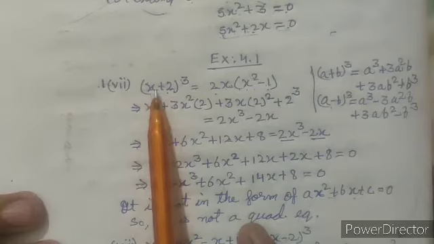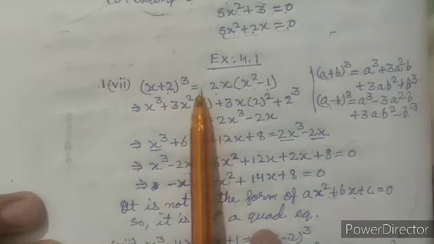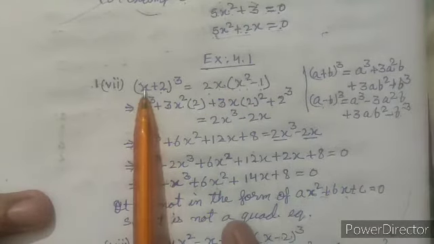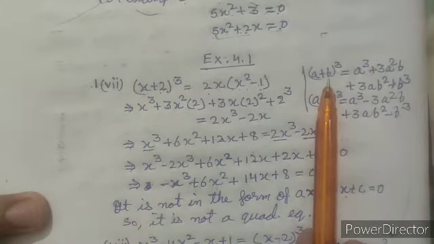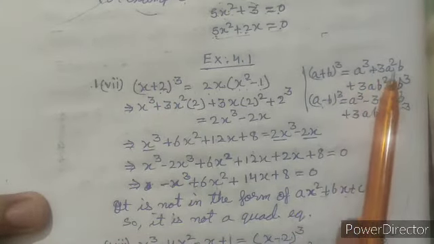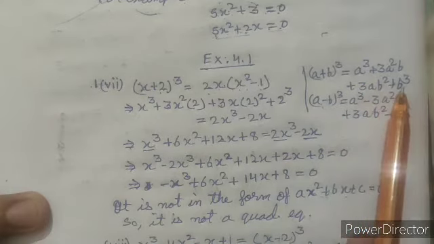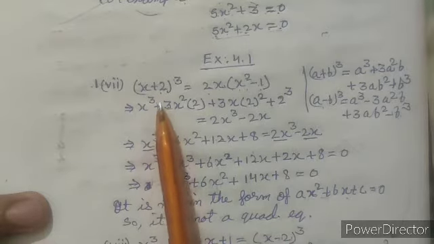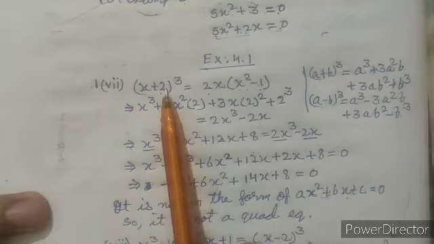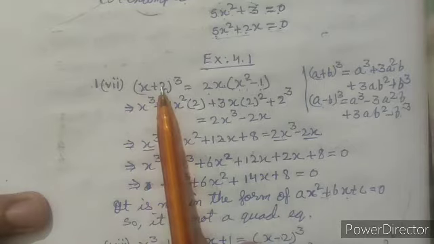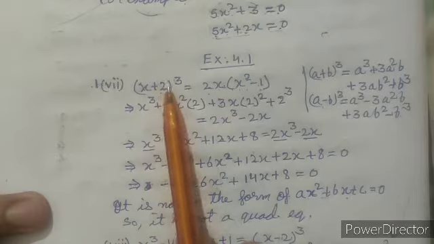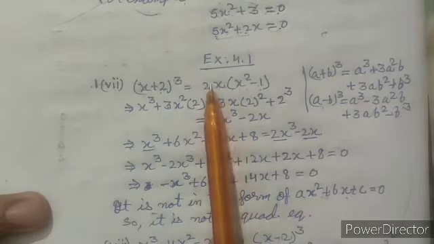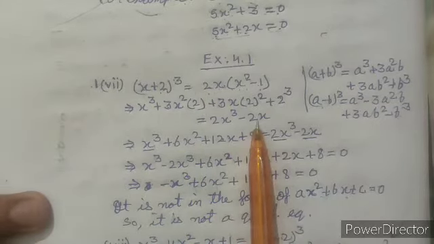In the 7th part, it is given that (x + 2)³ = 2x(x² − 1). Here we will apply the formula of (a + b)³, which is equal to a³ + 3a²b + 3ab² + b³. In place of a there is x and in place of b there is 2. This gives us x³ + 3x²·2 + 3x·2² + 2³, which will be equal to 2x·x² giving 2x³, and 2x·(−1) giving −2x.